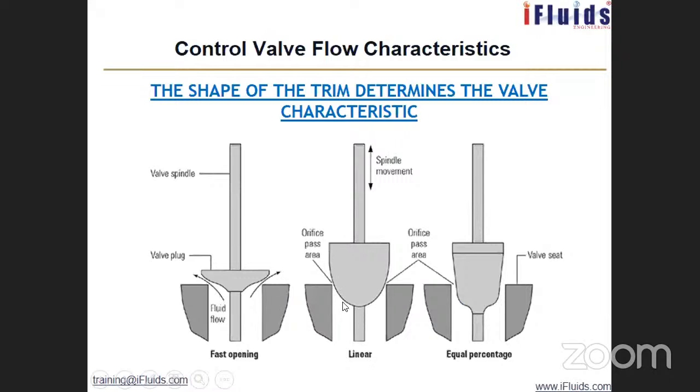Linear, you can see the shape of the valve member is like this. This is the space allowed for flow. So this shape helps for linear motion or linear characteristics. Equal percentage, when you have a plug type of valve member. The valve member is in the plug shape. You get equal percentage.